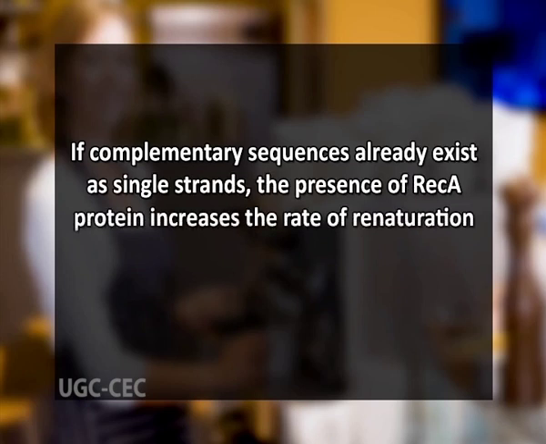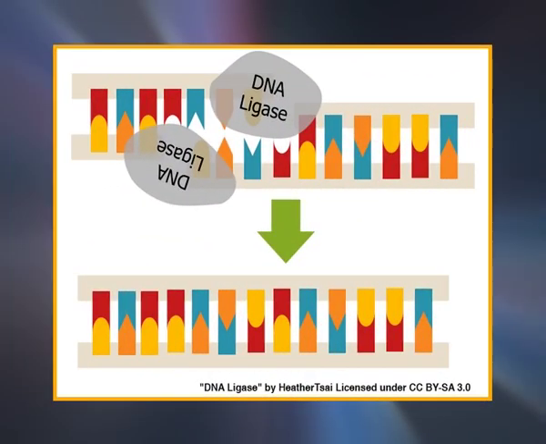The Rec-A protein mediates these exchanges by binding to the unpaired strand of DNA, aiding in the search for a homologous DNA sequence, and once a homologous double helix is found, promoting the replacement of one strand with the unpaired strand. If complementary sequences already exist as single strands, the presence of Rec-A protein increases the rate of renaturation by over 50-fold. The cleaved strands are then covalently joined in new combinations by DNA ligase.